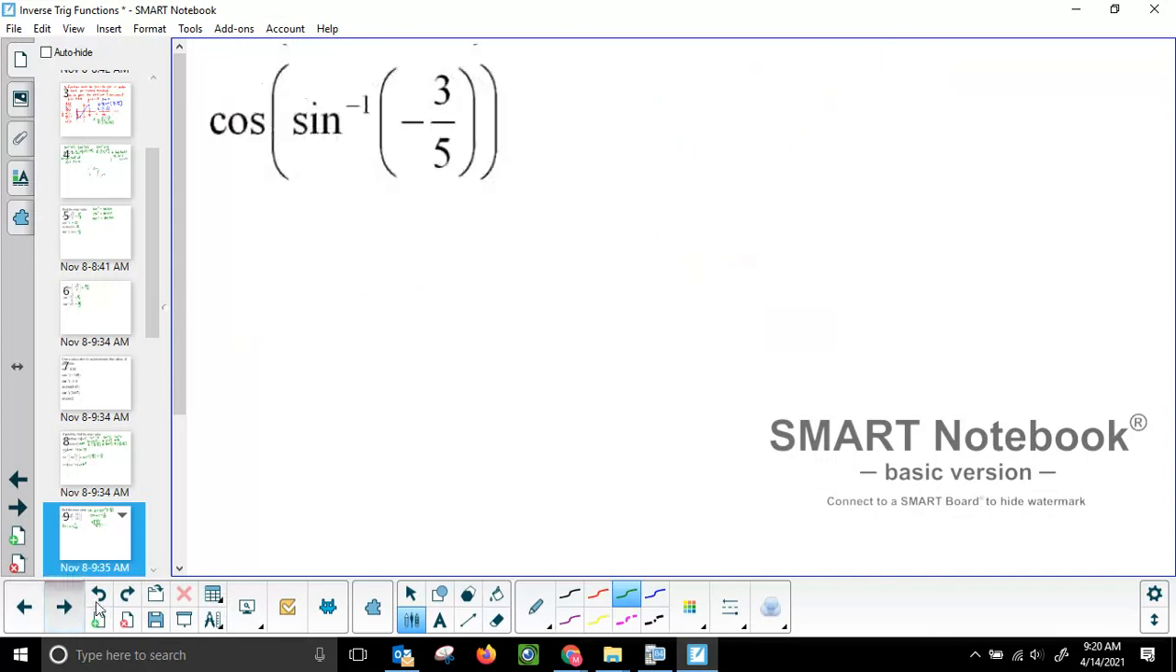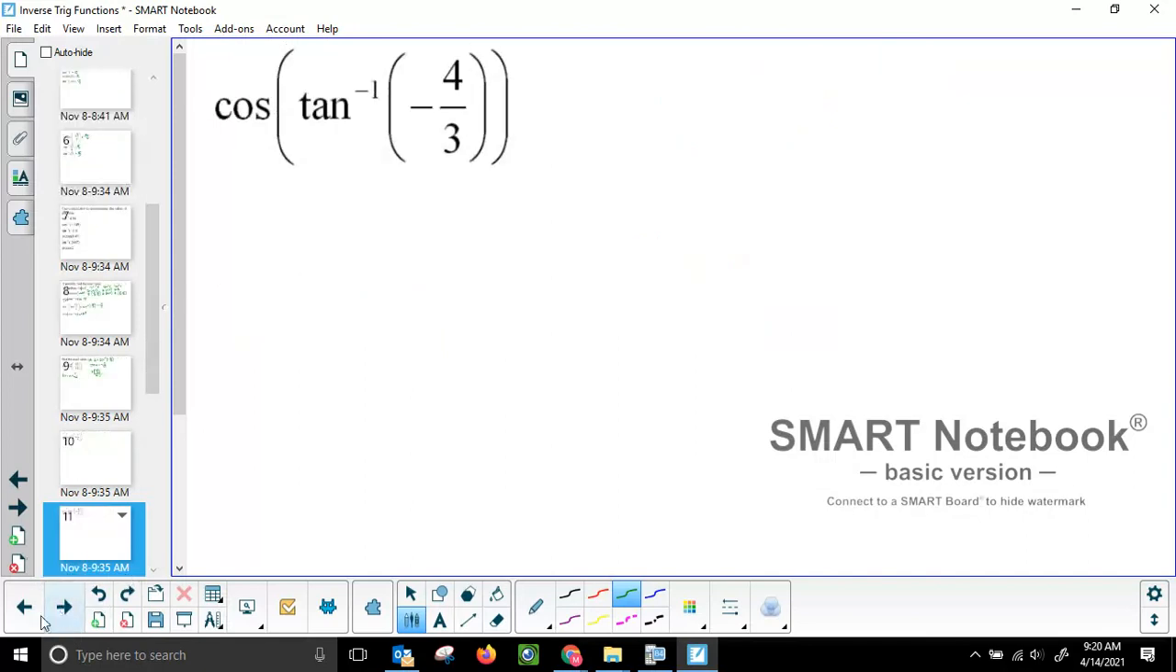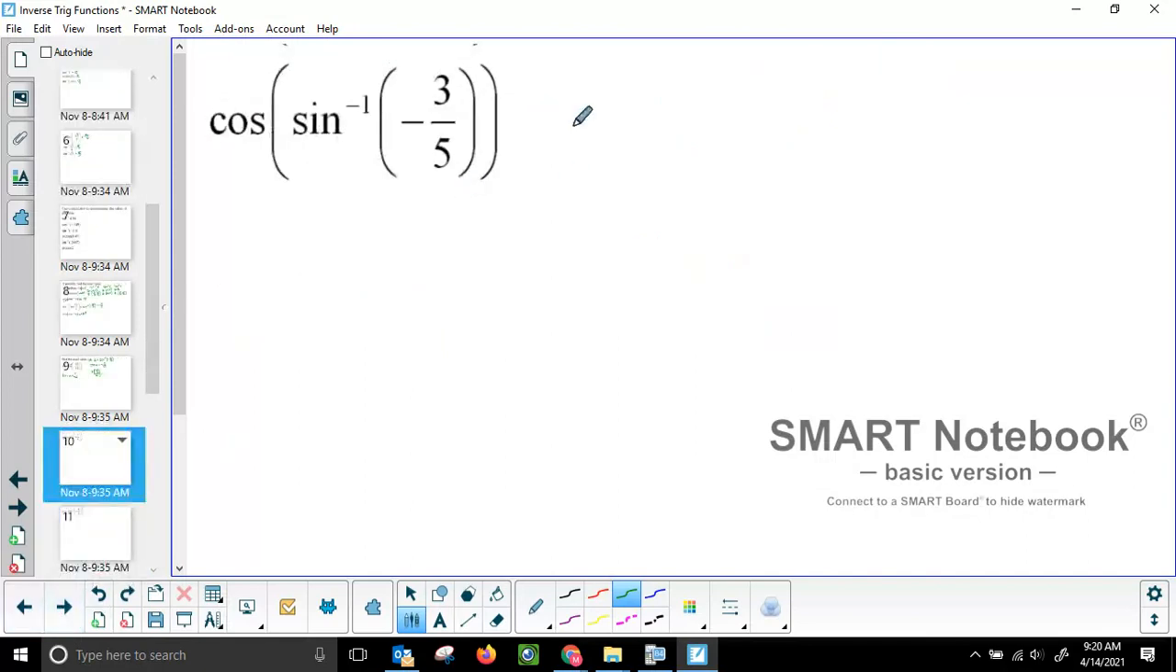Let's look at another one. All right, I think there's more to, right. So I'll do another one for you, and then I'll let you practice one. All right, this one I'll go over a little quicker. All right, so of course we always want to let u equal the inside stuff.